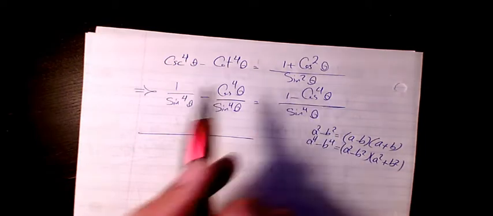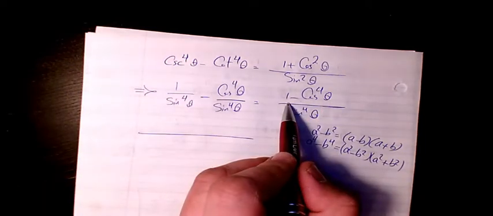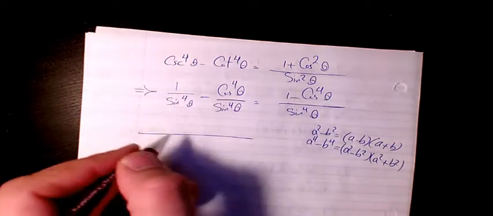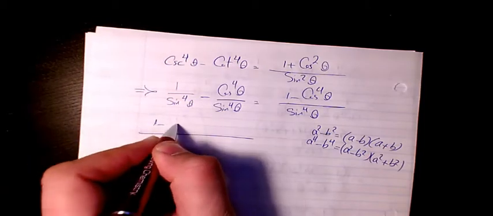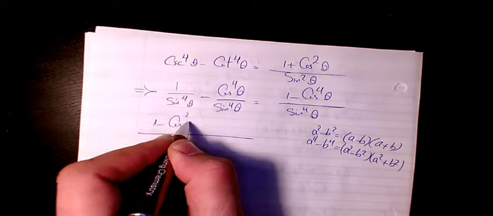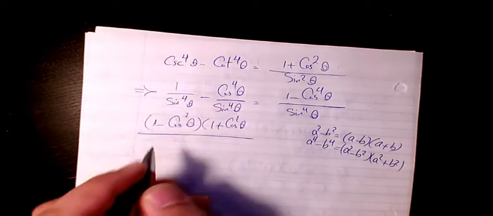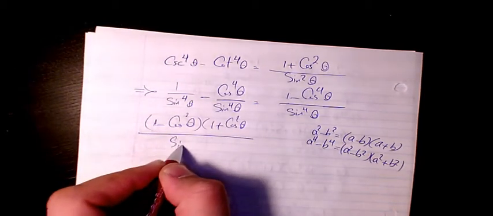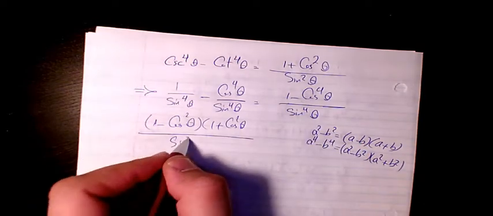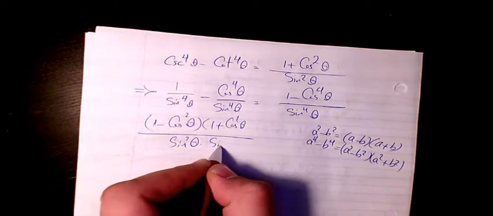So based on that, I can factor 1 minus cosine to the power of 4 theta. I can write 1 minus cosine to the power of 2 theta multiplied by 1 plus cosine to the power of 2 theta. And sine to the power of 4 theta, I can write sine squared theta times sine squared theta.